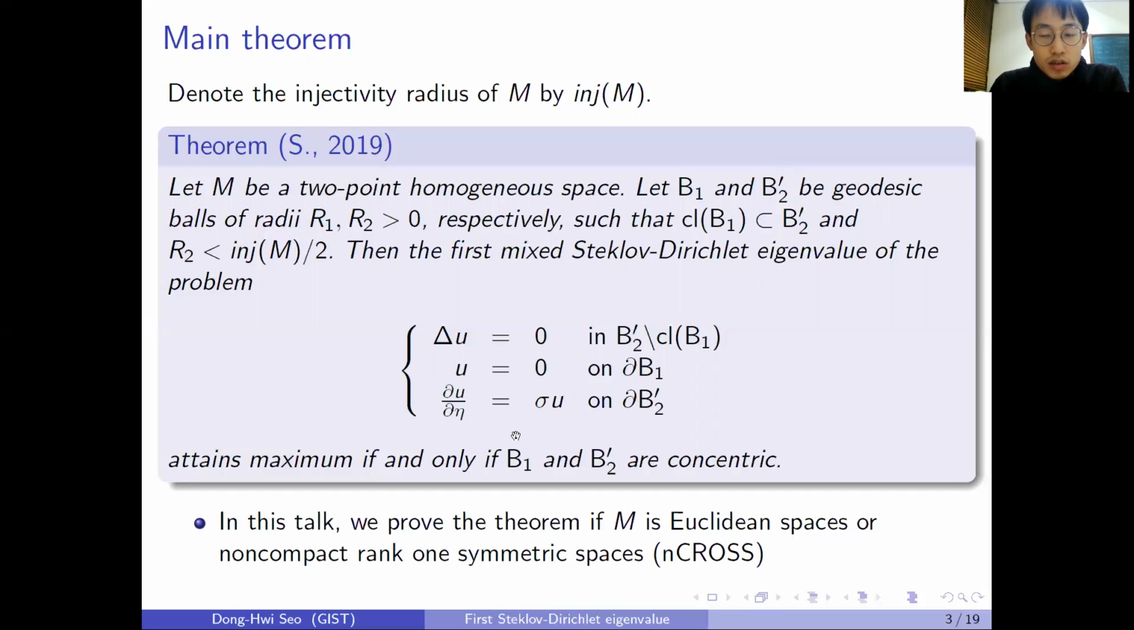If we consider only Euclidean spaces or non-compact rank 1 symmetric spaces, our condition on the outer ball becomes that the radius is less than infinity, because the injectivity radius of the ambient space is infinity. However, if we consider compact rank 1 symmetric spaces, for example a sphere, then our condition becomes that the outer ball is included in a hemisphere.